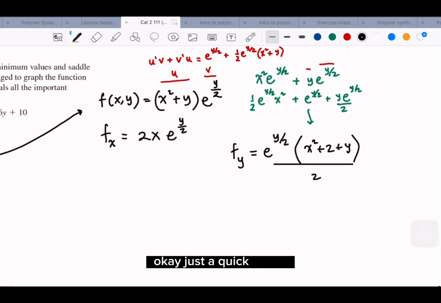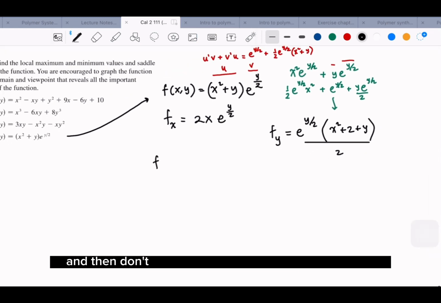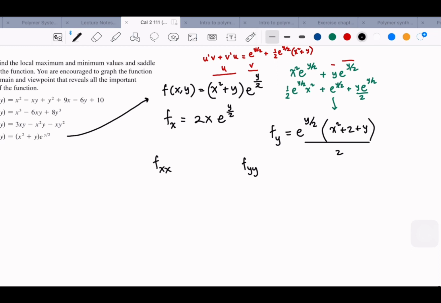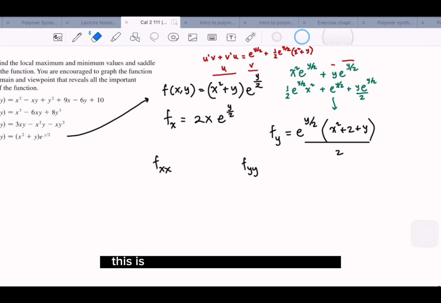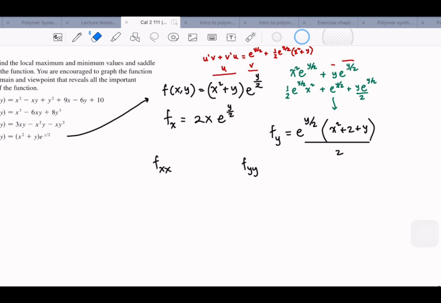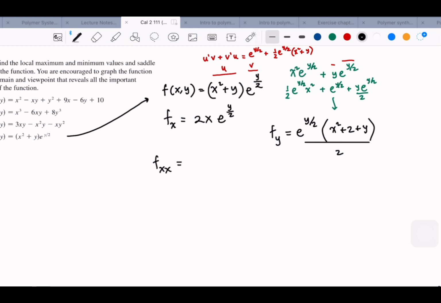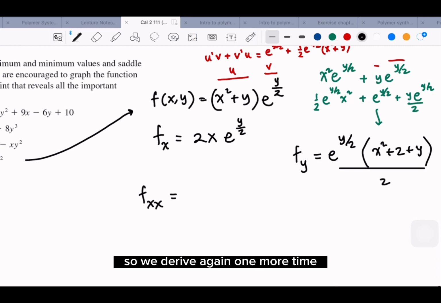Okay, just quick notes, and then don't forget that we need to have a partial xx, okay, which is the second partial for x. Or I forgot to mention that you could also take in the partial yy. Okay, this is to let you know whether it has a saddle point or not. Okay? If it's less than 0 or positive. Okay? So if it's negative or positive. So maybe let me write first the partial xx. This is going to be, so we derive again one more time. So 2 e y over 2, okay.